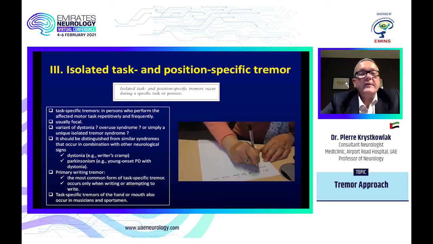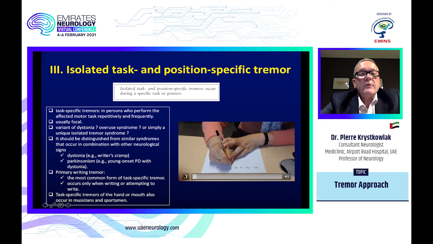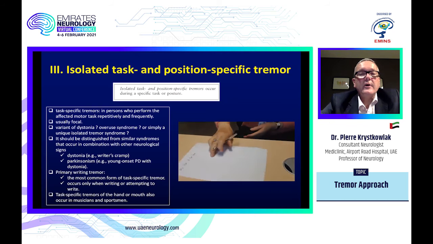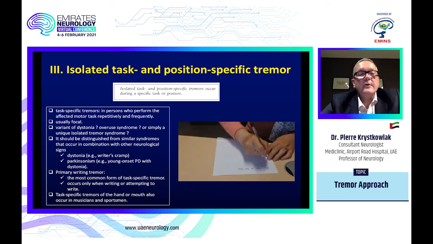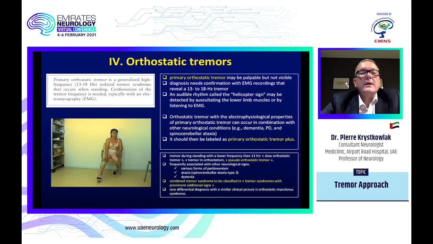And here you can see a video of primary writing tremor, the most common form of task-specific tremor, which occurs only when writing or attempting to write, before writing, when the patient holds the pen. You also have task-specific tremors of the hand or mouth that can occur in musicians and sportsmen.